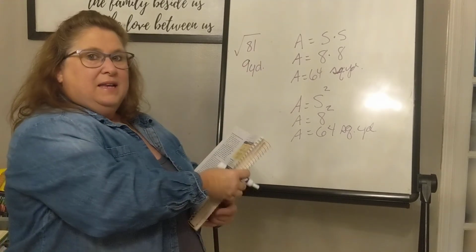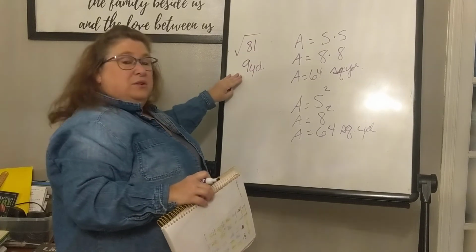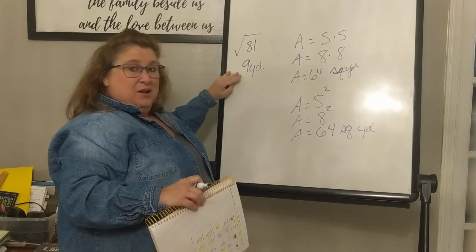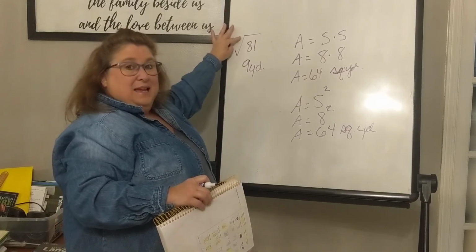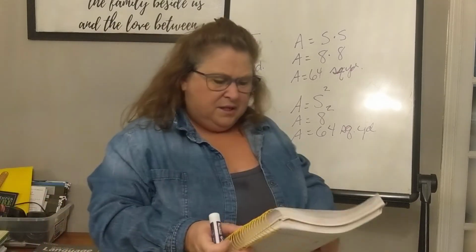Okay, now we weren't finding an area here. This was already the area. So our answer here will not have square beside it because we're just finding the side right here, okay? This was the area squared, okay? So this is just our side, 9 yards. Look at section 2. It says write the products.